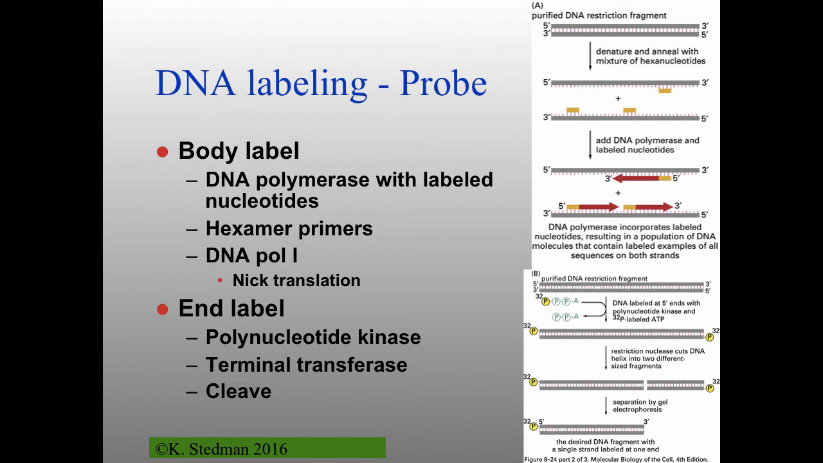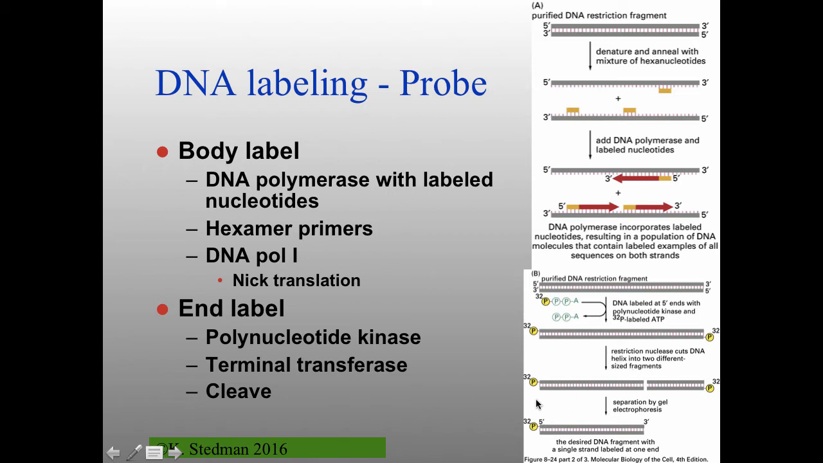Polynucleotide kinase puts a phosphate on both of the 5' ends of your DNA. You're usually only going to want one of them. And so you take your double-stranded DNA, you cut it with your favorite restriction endonuclease, and you'll have a big piece and a small piece, and because you know the sequence, you know which one of these you particularly want.